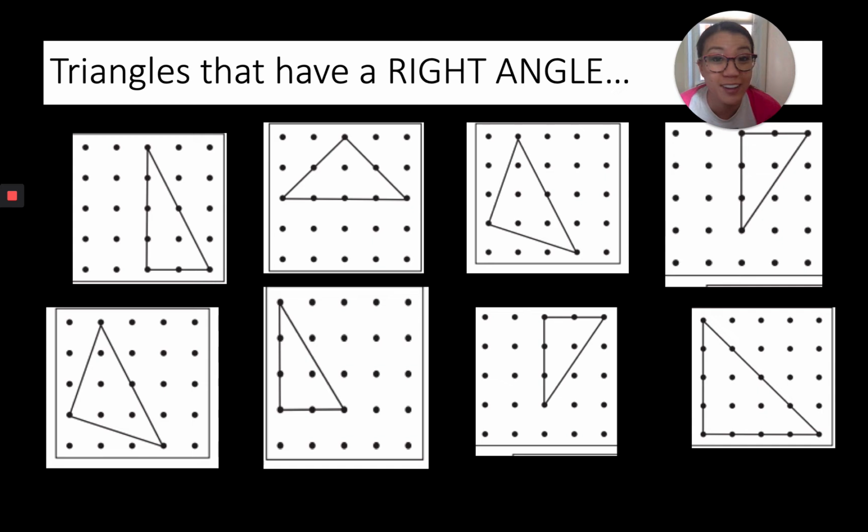And I'll give you a hint. Not all of the triangles have a right angle. All right, 5 more seconds. 5, 4, 3, 2, 1.